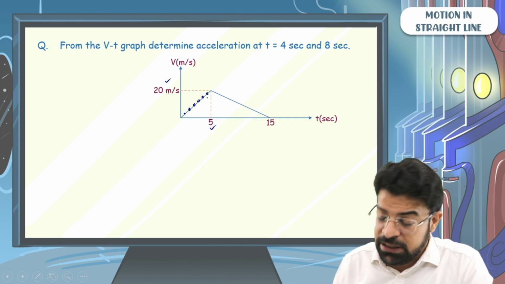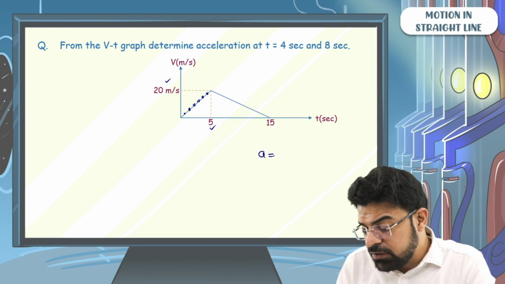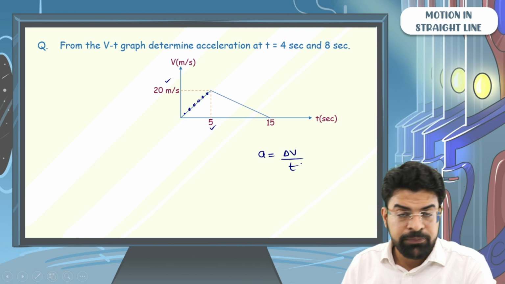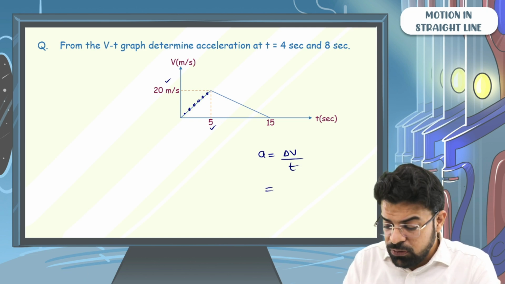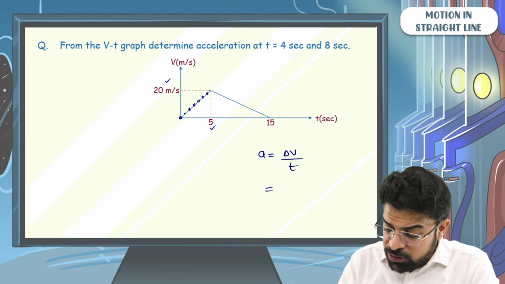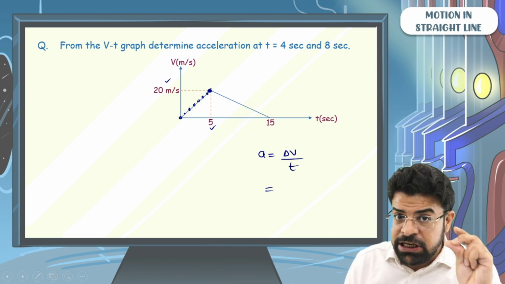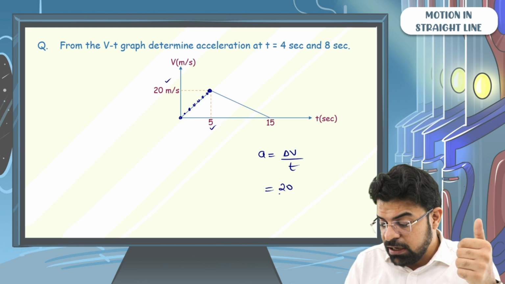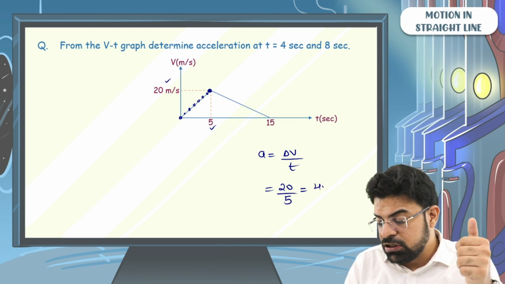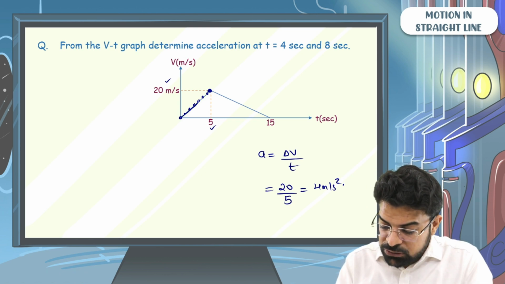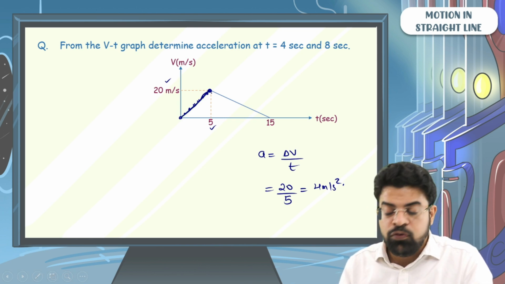So see, as the slope of the graph is constant, yes, acceleration is constant. As the acceleration is constant, we can simply write acceleration as the change in velocity upon the time taken. At time equals 0, velocity is 0. At time equals 5, velocity is 20. So in these 5 seconds, the change in velocity is 20 and the time taken is 5. So acceleration is 4 meter per second square. So acceleration is constant throughout and equal to 4 meter per second square.